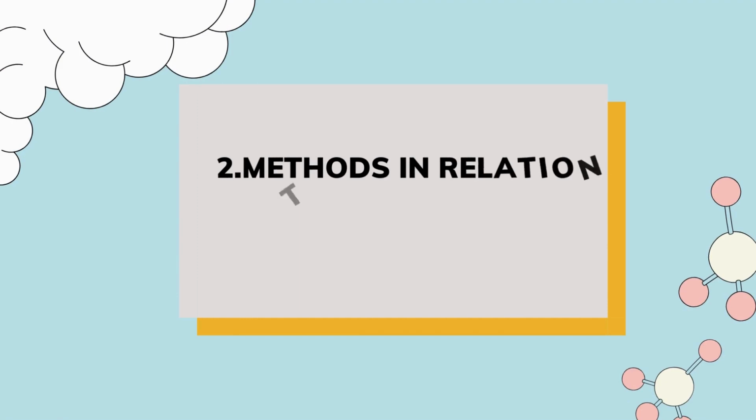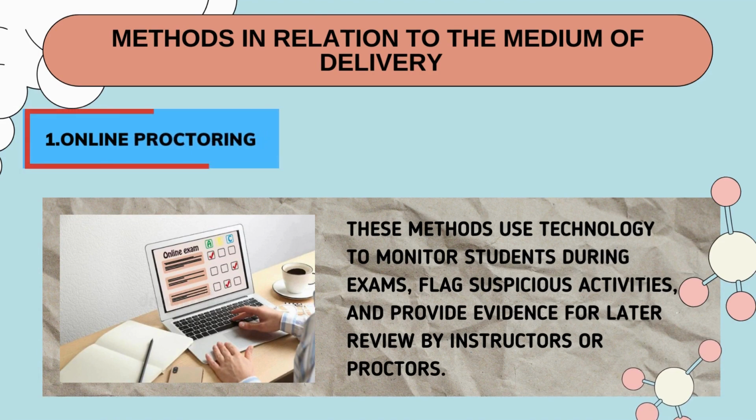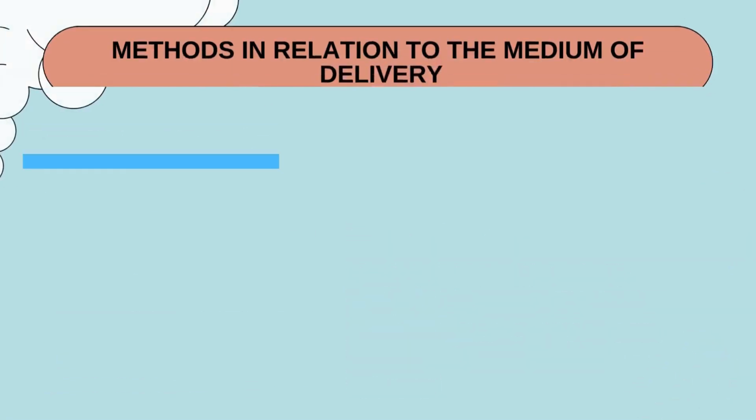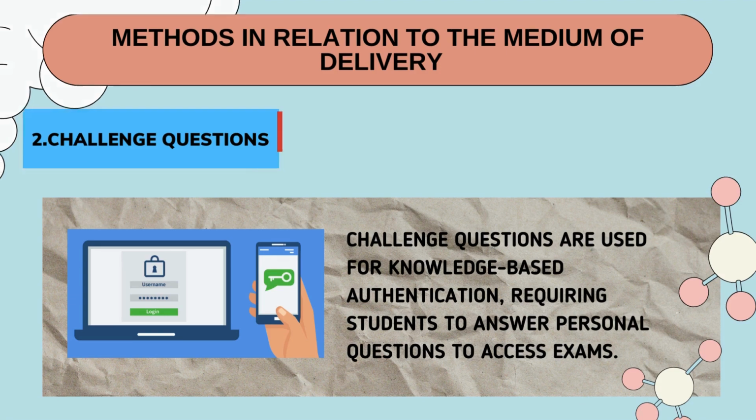Moving on to the second method, which is methods in relation to the medium of delivery. The first approach of this method is online proctoring. Online proctoring methods like video summarization, web video recording, and live online proctoring aim to detect cheating behaviors during online exams. Next, challenge questions. Challenge questions are used for knowledge-based authentication, requiring students to answer personal questions to access exams. This method verifies the test taker's identity based on personal knowledge.